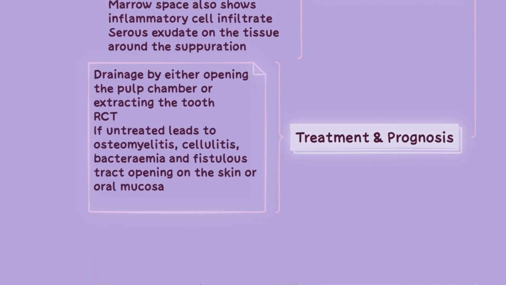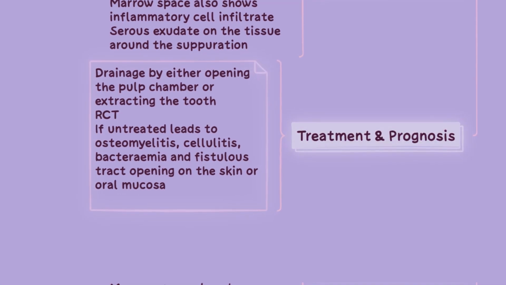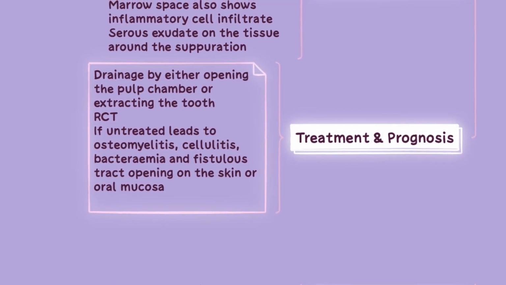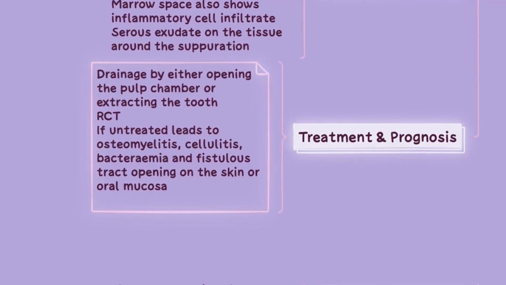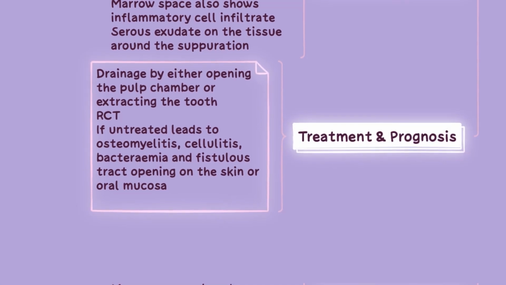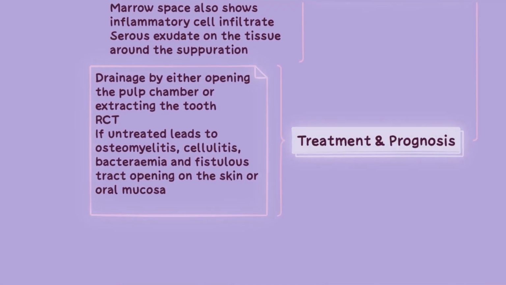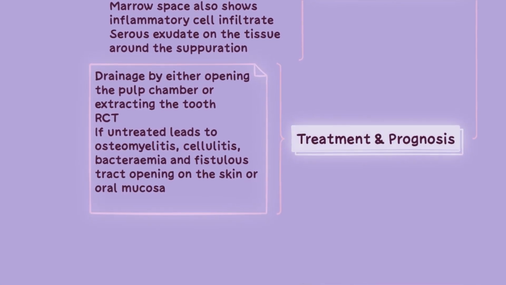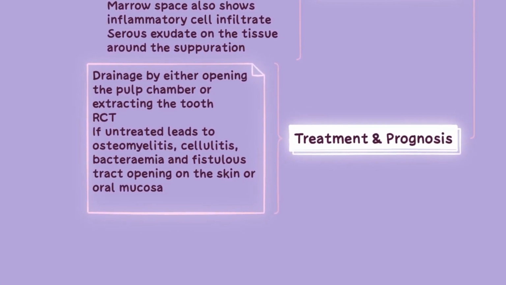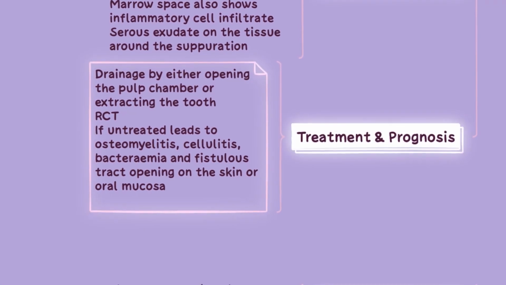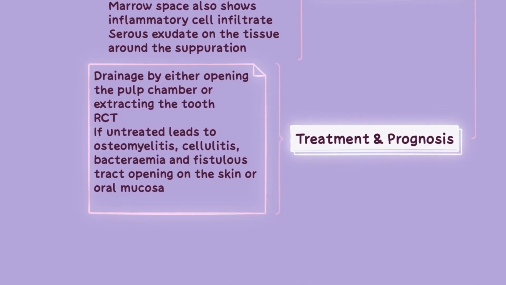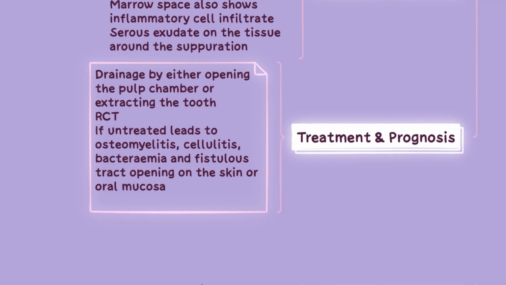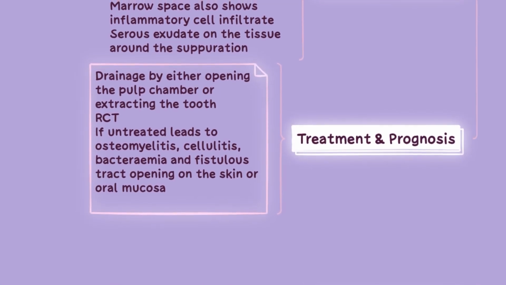The treatment for periapical abscess involves drainage of the abscess. This can be achieved by either opening the pulp chamber or extracting the affected tooth. Root canal treatment is an effective treatment to address the source of infection and promote healing. If left untreated, a periapical abscess can lead to complications such as osteomyelitis, cellulitis, bacteremia, and the formation of a fistulous tract that opens on the skin or oral mucosa.